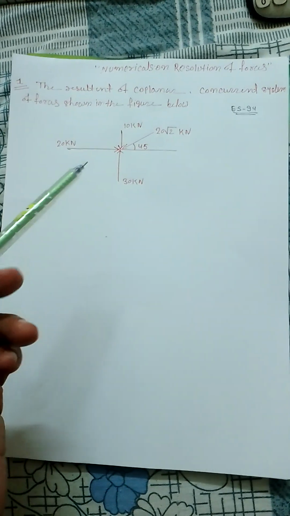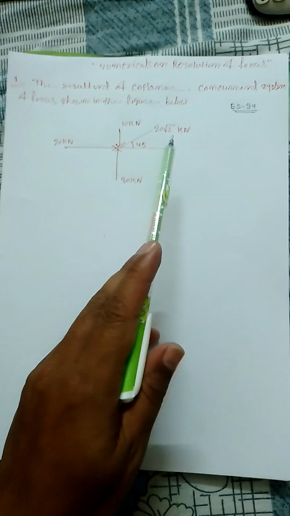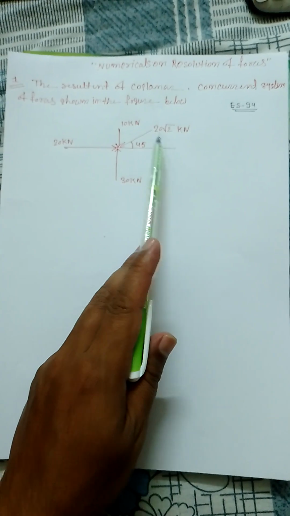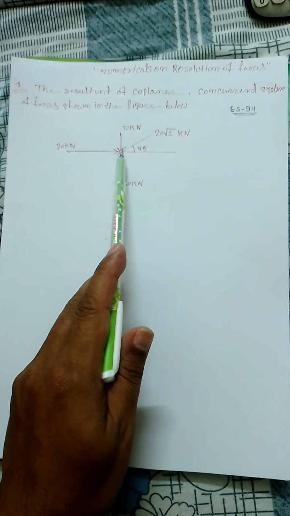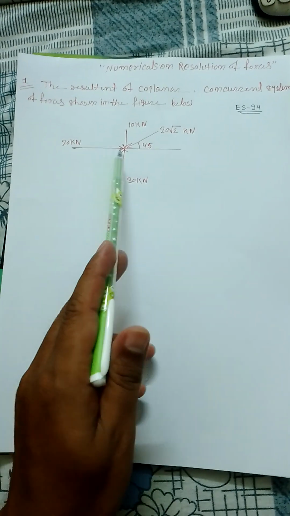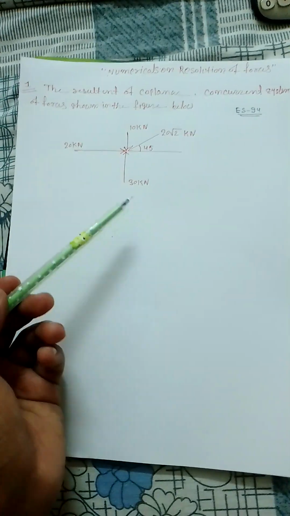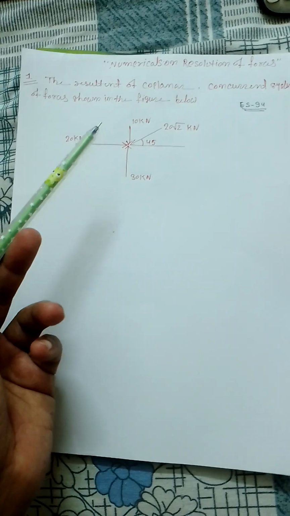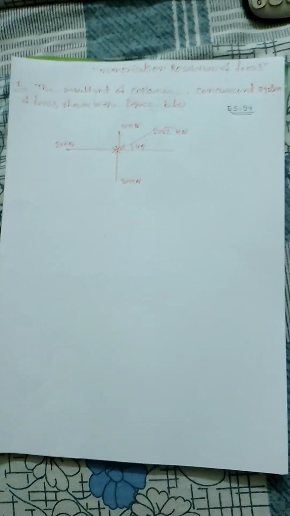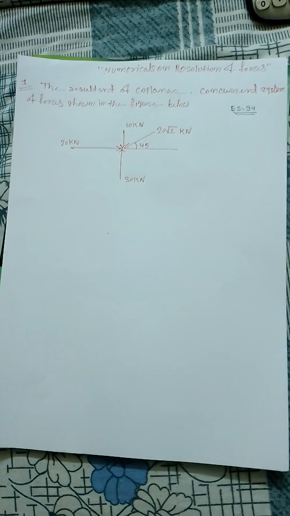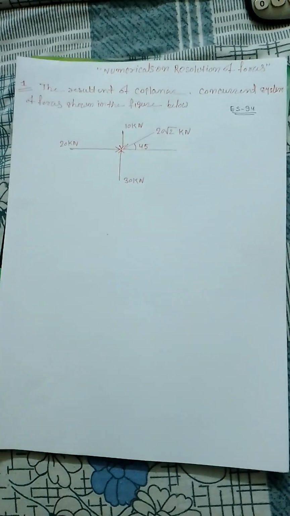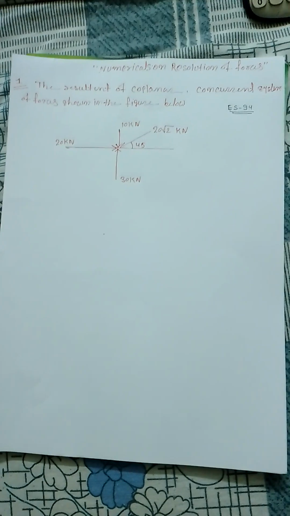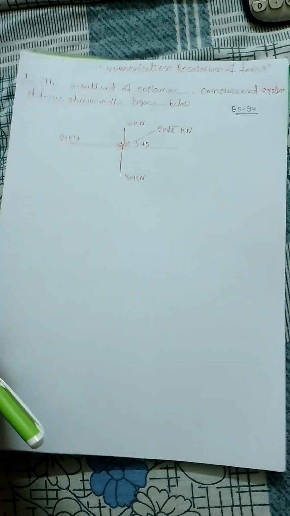The figure is given, and you can see that four forces are there. One force is 20 root 2 kilonewtons, inclined at 45 degrees, then 10 kilonewtons downward, 20 kilonewtons horizontal rightward, and 30 kilonewtons vertically up. So we have to find the resultant of the given forces. The question came in Engineering Services 1994.